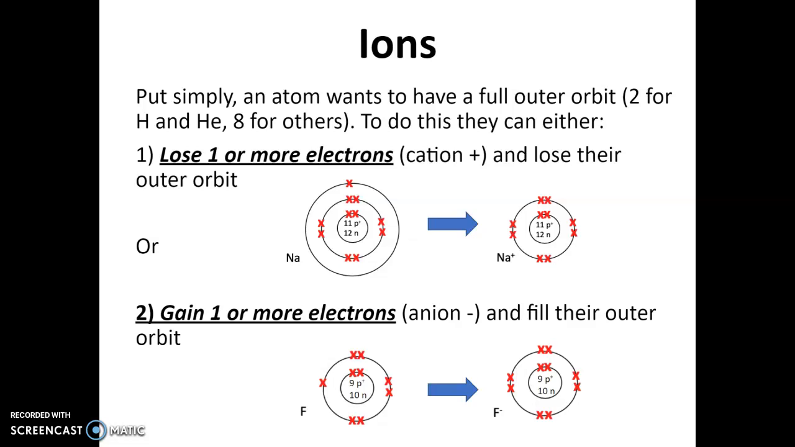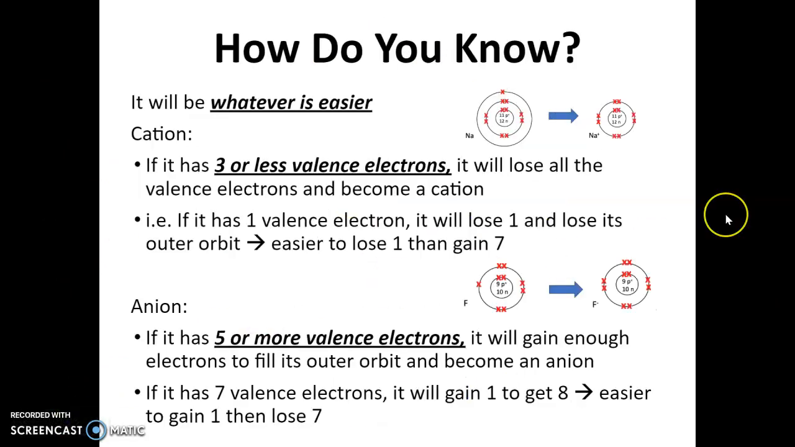Now, on the other hand, if you're in group 1 or group 2, so the metals in group 1 or 2, they only have 1 or 2 valence electrons. So to get to a happy, stable place, they could just donate their electron and be happy and stable and do it easier than having to gain 7 or 6 electrons. Okay? So they will do whatever's easier. So here's the general rule. If it's got 3 or less valence electrons, it will lose the valence electrons and become a cation. So it will donate its electrons and become positively charged.